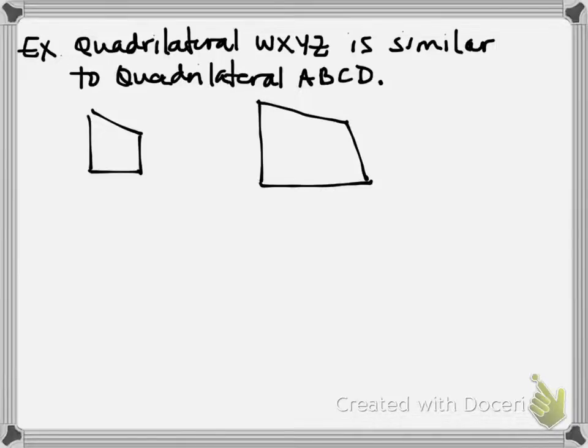So this is our ABCD. Notice that the letters always go either clockwise or counterclockwise. They don't skip around. And then we have W, X, Y, Z. Because these shapes are similar, that means angle A corresponds with angle W, angle B corresponds with angle X, angle C corresponds with angle Y, and angle D corresponds with angle Z.